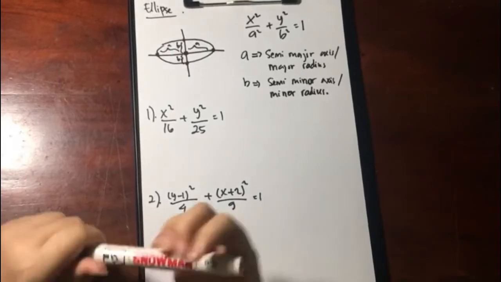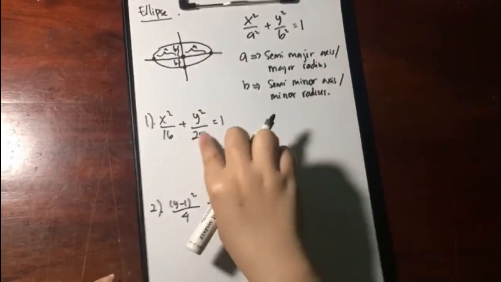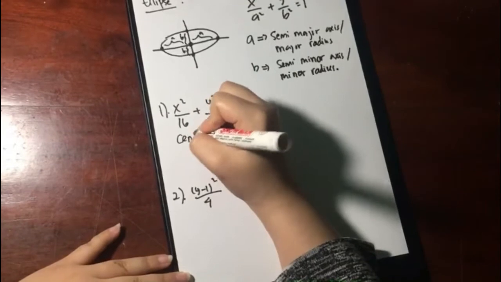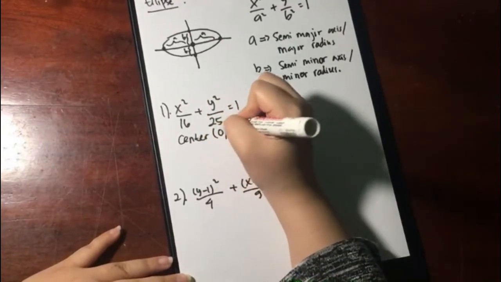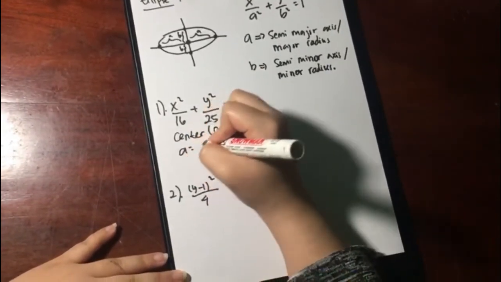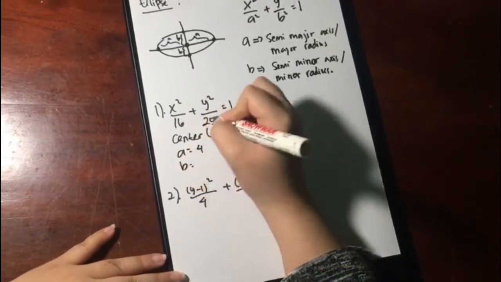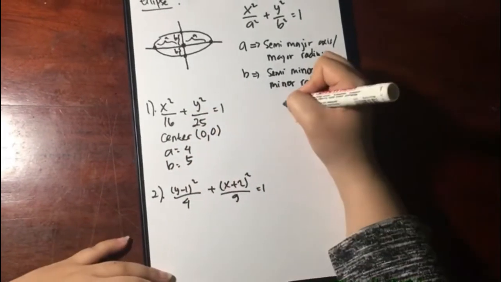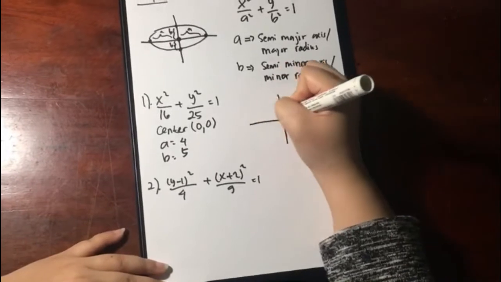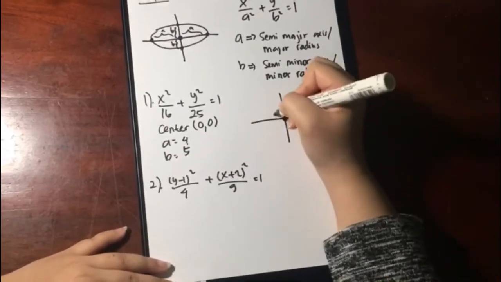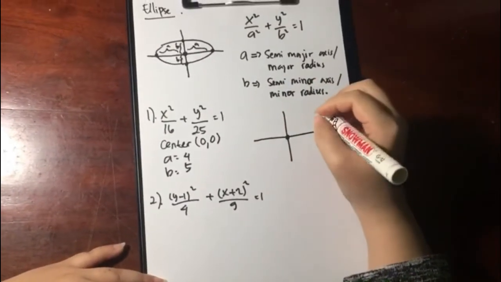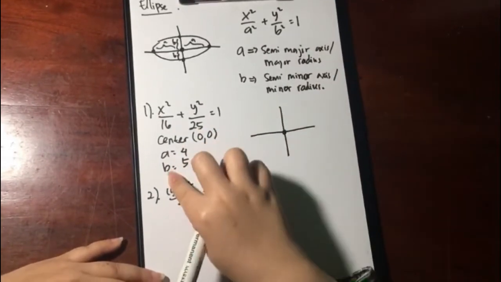So let's take a look at the first example. As we know, the center would be (0, 0), and A would be 4 and B would be 5, right? So if we want to graph this, we'll have the center of the ellipse, and A is 4 and B is 5.